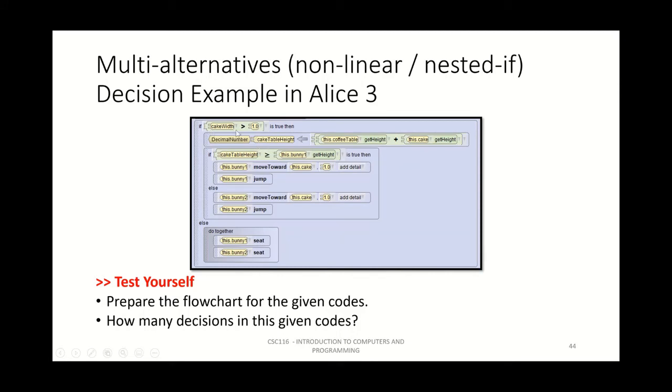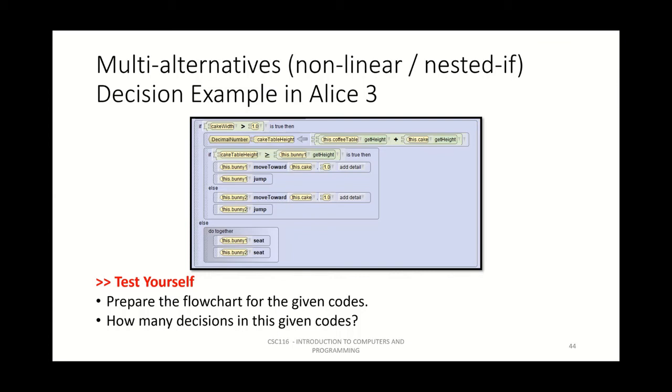So if the cake width is larger than 1.0, inside the if you have another if. That means nested if. And then when the statement is false, you will go to the next statement. So this is for nested if or non-linear decisions, multi-alternative non-linear or nested if decision.